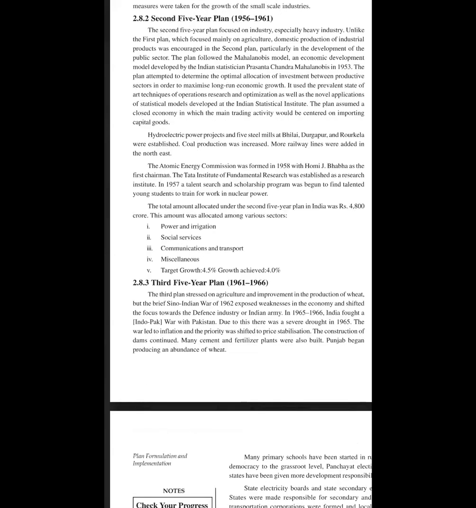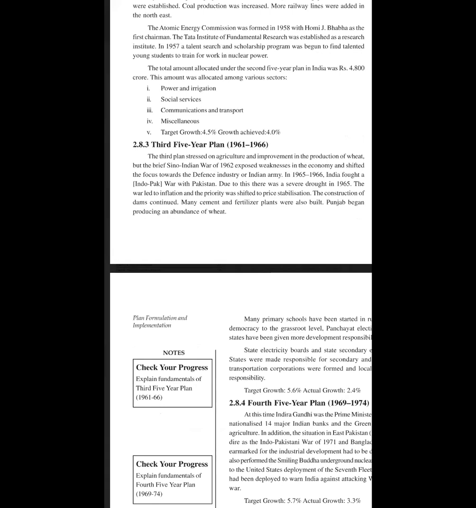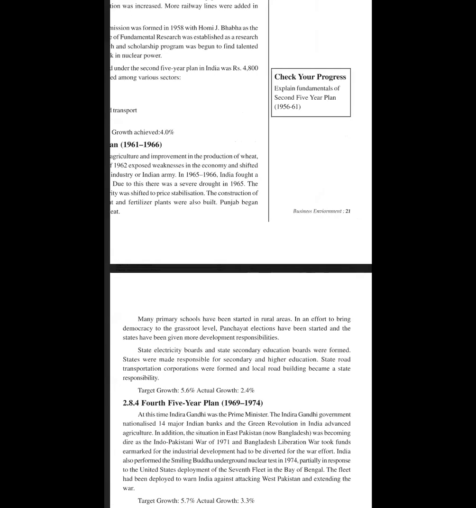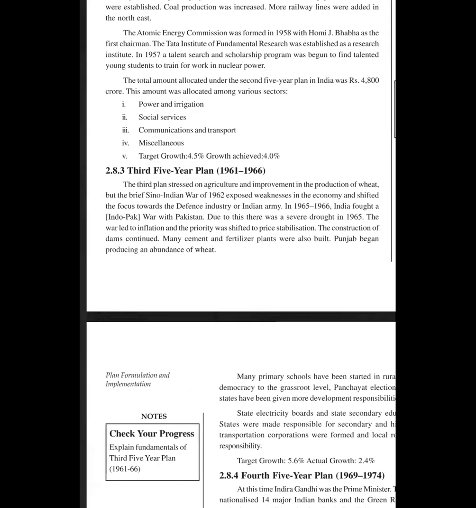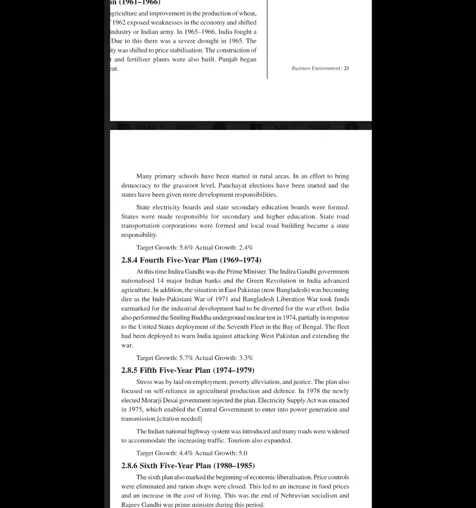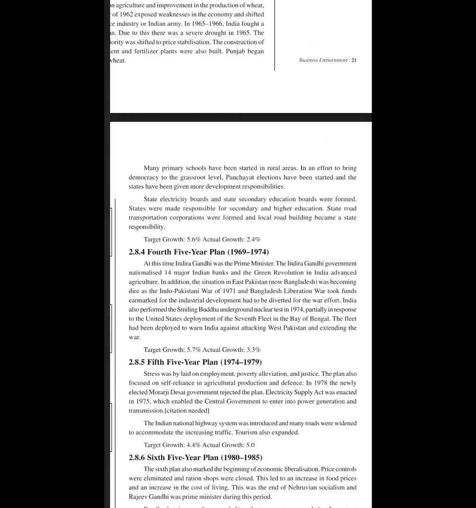Then the third 5 year plan, which started in the year 1961 to 1966. In this 5 year plan, they have given focus to the improvement of the agriculture sector, the production of wheat, right? So this 5 year plan is not that good because there was a war at this stage, the Sino-Indian War, and the war between India and Pakistan, due to which we could not achieve the optimum level of growth. The target growth is 5.6 and the actual growth is 2.4. So we have not been able to achieve that much growth.